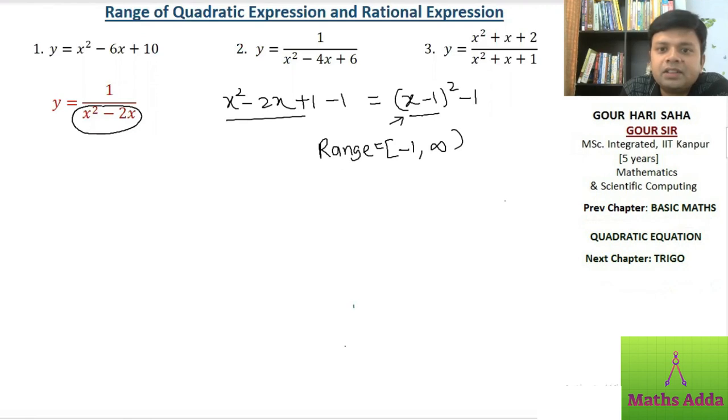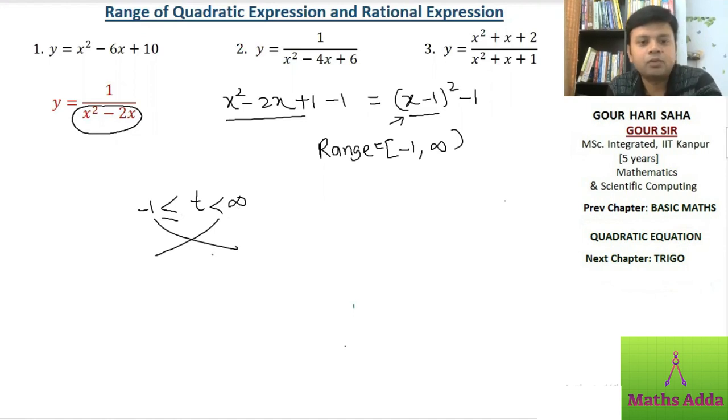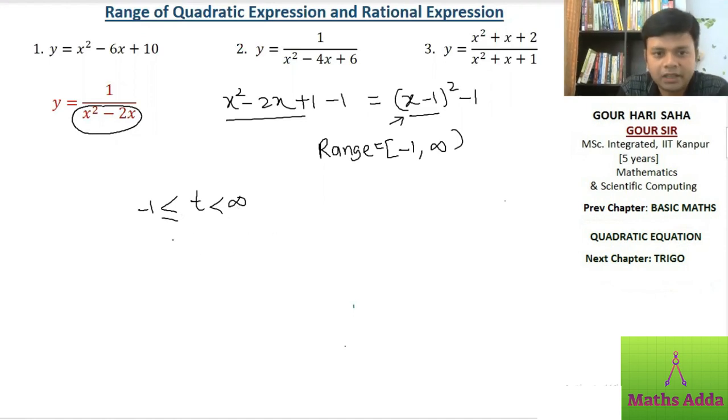Now I name this as t. So t is from minus 1 to infinity, right? And what do we need? We need the reciprocal of t, because this is 1 by t. So how can we do that? Minus 1 is negative, infinity is positive, right? So we cannot do this directly. We need to first break into two intervals. So do that.